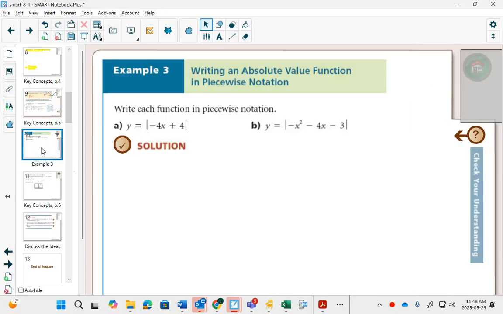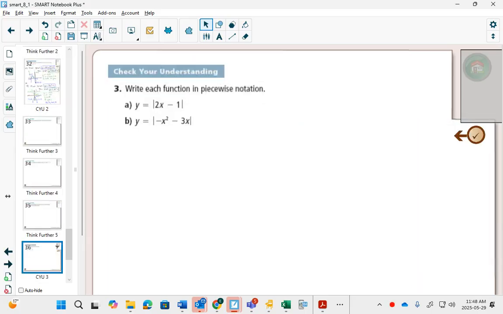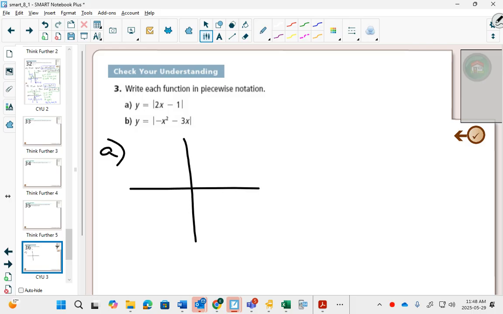So let's go to our example, and we're going to take each of these equations and write them in piecewise notation. It's going to be very important to find that critical point, that x-intercept, in order to do it. So you might want to start with a graph. If I started with a graph, 2x minus 1, minus 1 would be my y-intercept of the inside, slope of 2, right? This dotted line here, this is 2x minus 1.